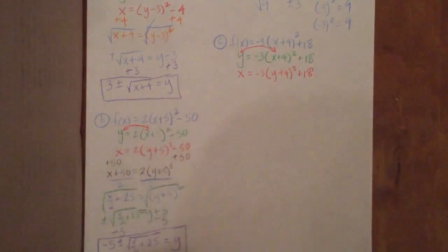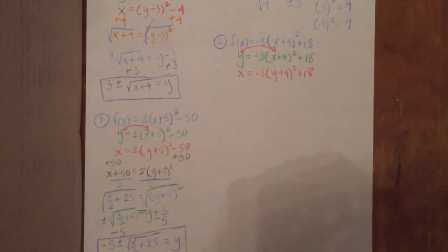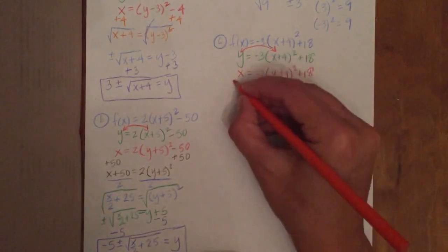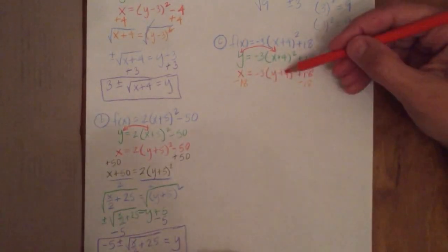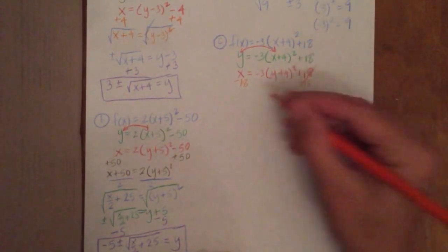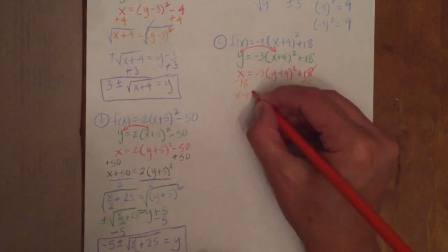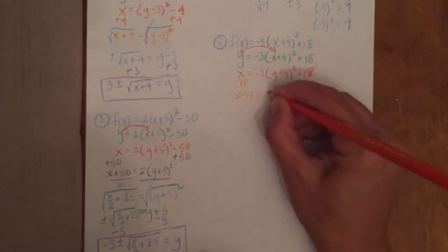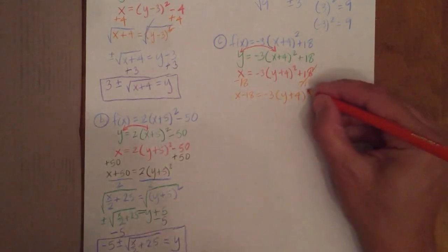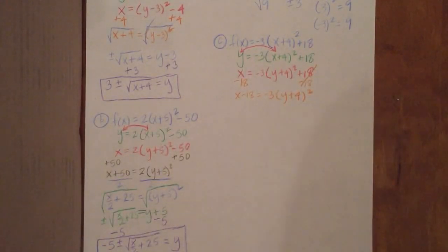And then after that, I'm going to move the 18. So the 18 being moved is going to be the first step. So I'm going to take minus 18, minus 18. Don't touch the 4. The 4 is inside. Leave it alone. That cancels. I've got x minus 18 on this side and negative 3 y plus 4 squared on this side.